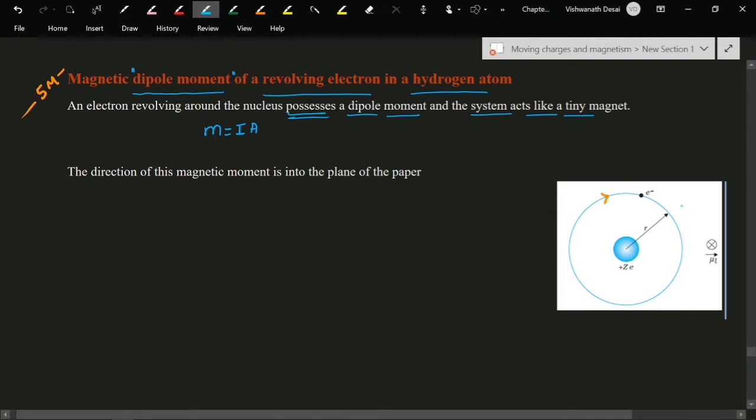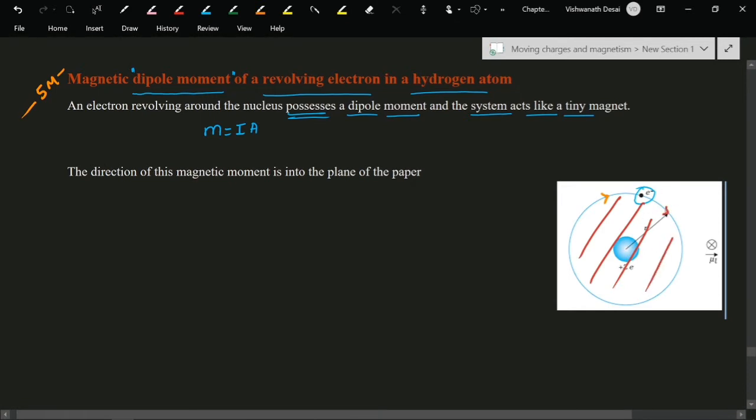So here you are observing there is an electron revolving around the nucleus. The nucleus charge they have given as plus, that is the charge of the nucleus, and r is the radius of the atom. The electron is nothing but a negative charge. Whenever a charge is moving, that produces a current, and that is the current I here. And what about A? A is the area of the loop, this particular loop where the current is flowing.